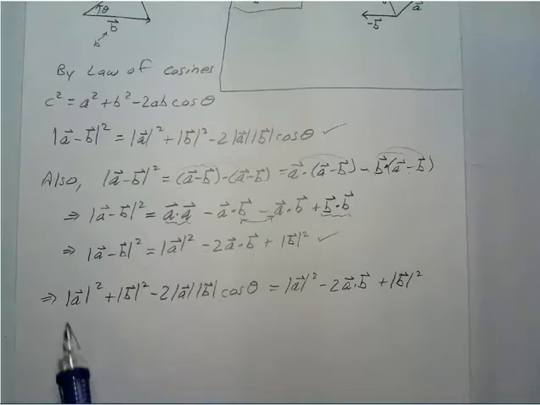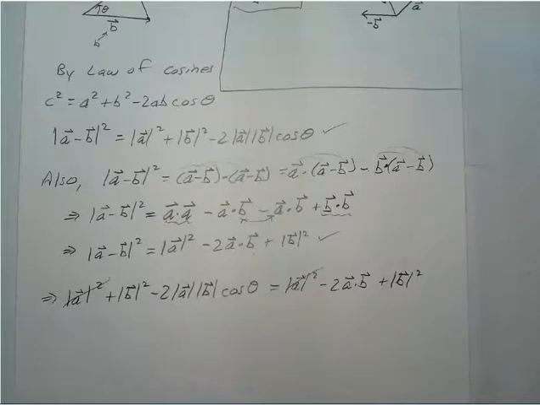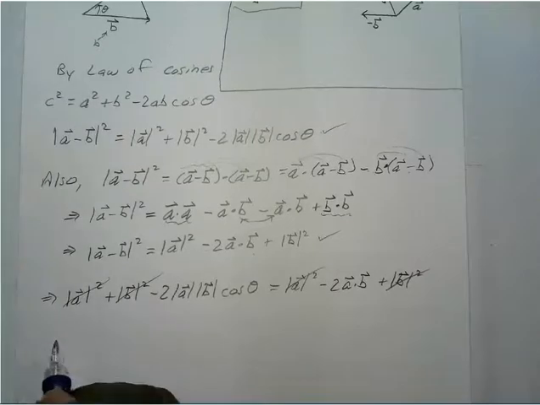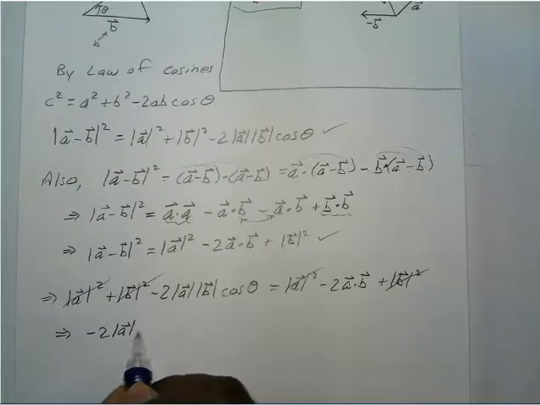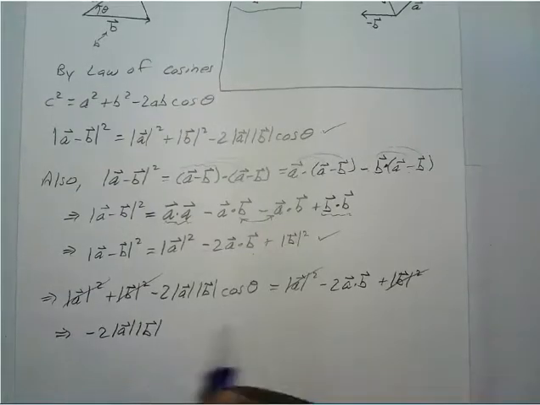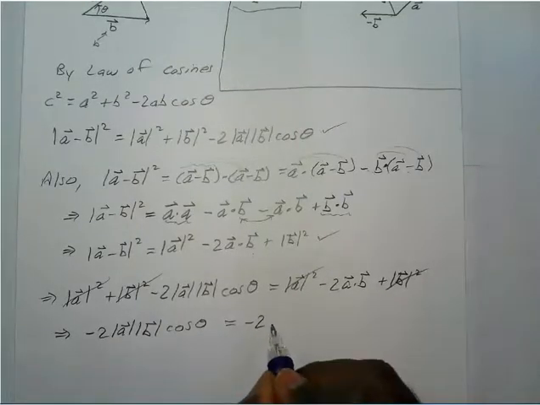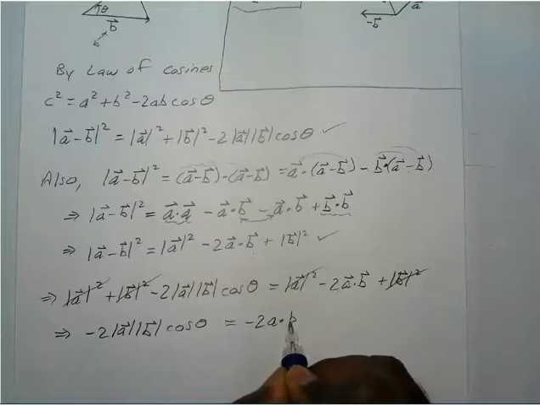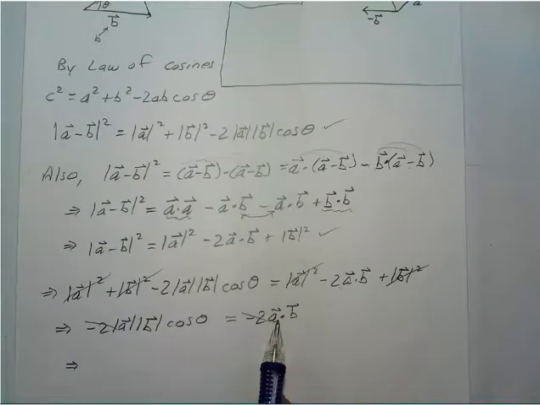Okay, so if we subtract the magnitude of A vector squared, those two cancel out. And if we subtract the magnitude of B vector squared from both sides, those two cancel out. So we are left with negative 2 times the magnitude of A vector and the magnitude of B vector cosine theta equals negative 2 times the dot product of A and B vector. So if we divide both sides by negative 2, those two would disappear.